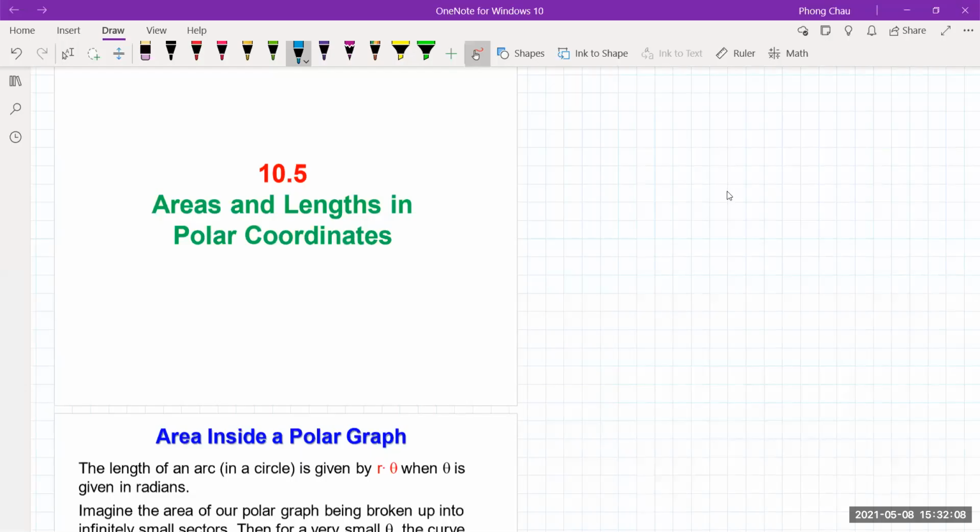This is section 10.5, the last section of chapter 10, as well as the last section for the 230. Right, so areas and lengths in polar coordinates.